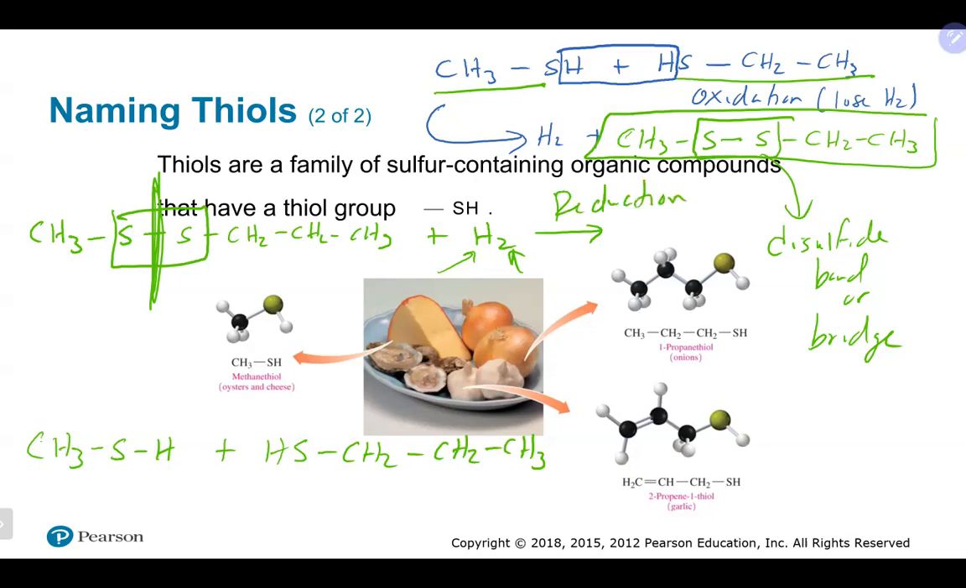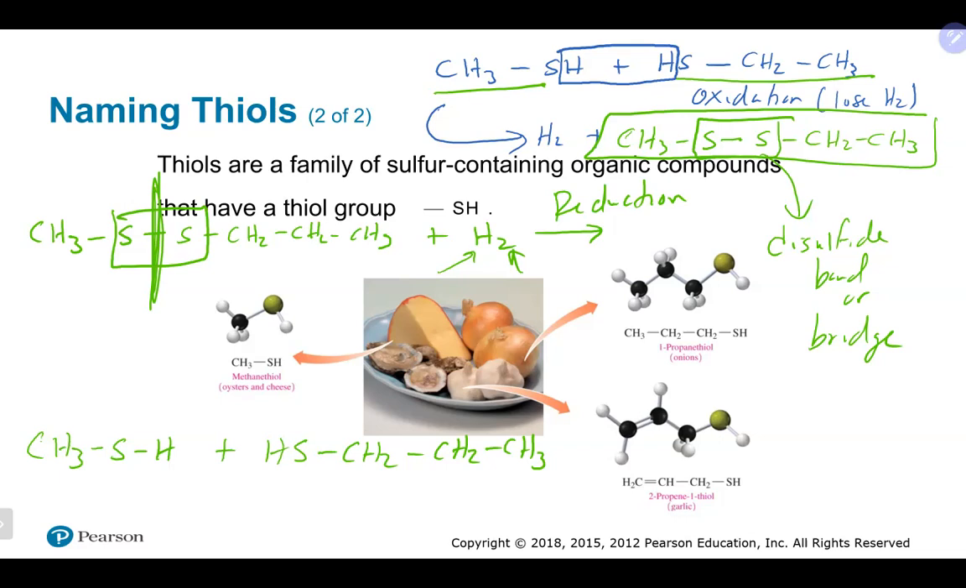Reduction means that it gained H2. So H2 goes out and you put them together to make that disulfide bond bridge, put H2 back in, they break apart. The connection between the two thiols is always between the sulfur and the sulfur. So it's always where they come together, and it's always where they would break apart. So H2 puts them together, take it out, put H2 back in, you break them back apart. Any questions on that one there?